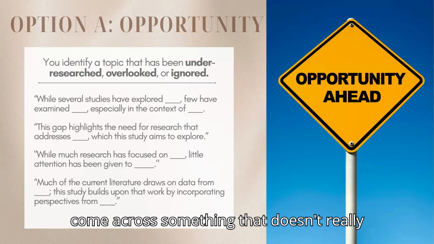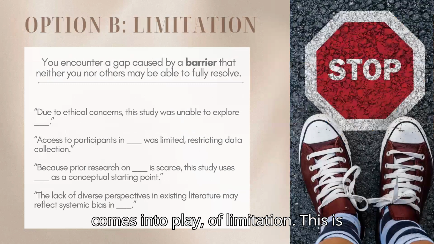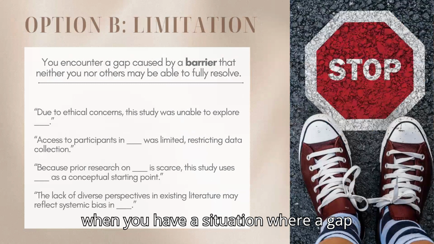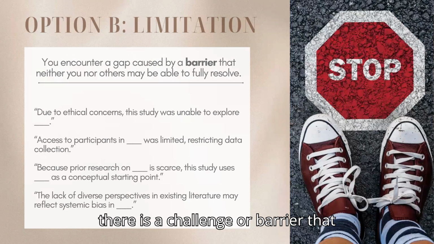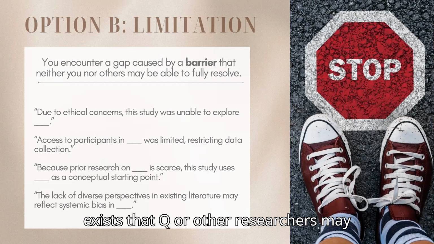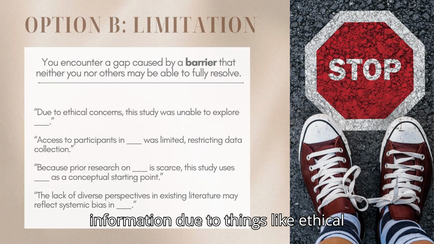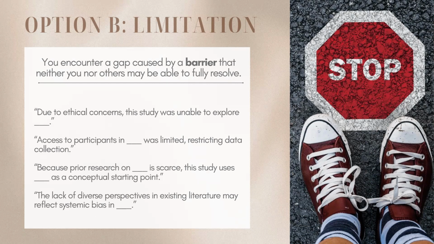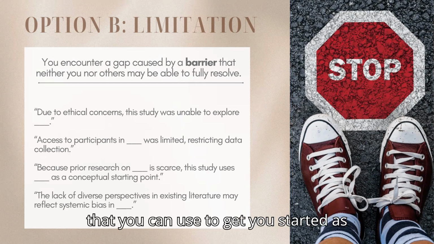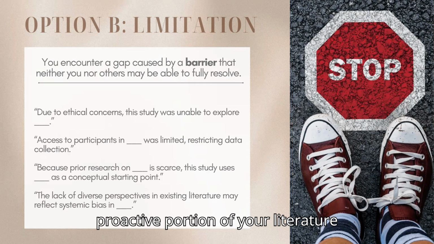You may come across something that doesn't really fit a framework of seeing it as an opportunity. So that's where option B comes into play, of limitation. This is when you have a situation where a gap cannot be fully solved. This happens if there is a challenge or barrier that exists that you or other researchers may not be able to resolve to gather more information due to things like ethical or logistical challenges, biases, or other barriers that could be encountered. And again, here are some sentence stems that you can use to get you started as you write this section to again acknowledge it and to turn it into a proactive portion of your literature review.